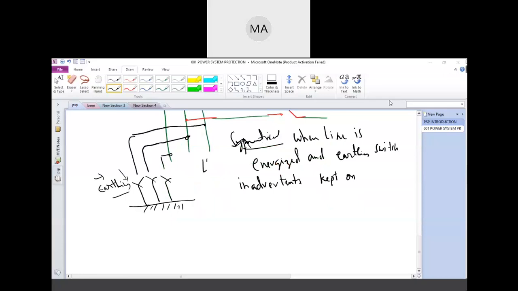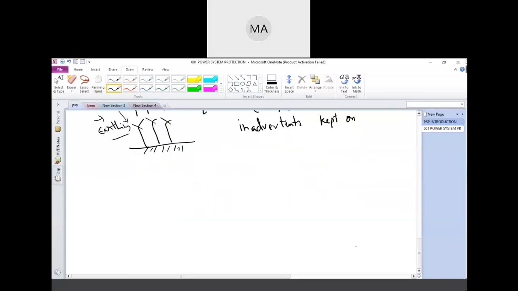Let me talk about the asymmetrical faults, which are more dangerous to the transmission line. The asymmetrical faults are the most frequently occurring faults, and symmetrical faults occur very rarely, because switching on both the earthing switch and the isolator is a rare case. So the most occurring faults are the asymmetrical faults.